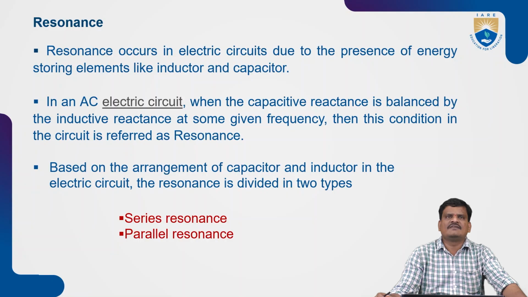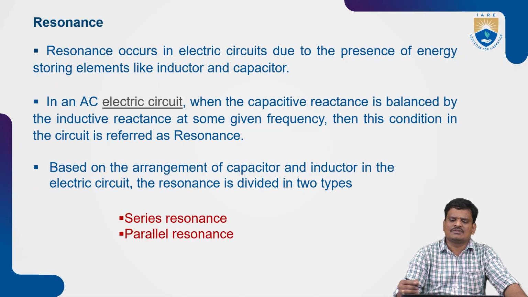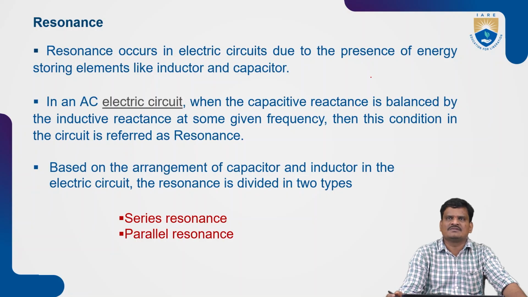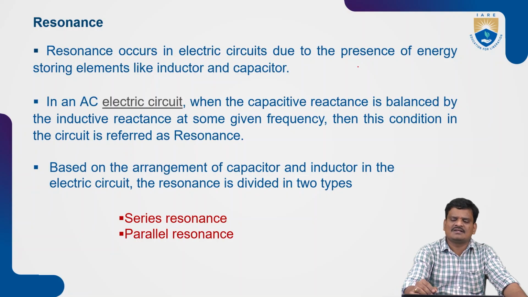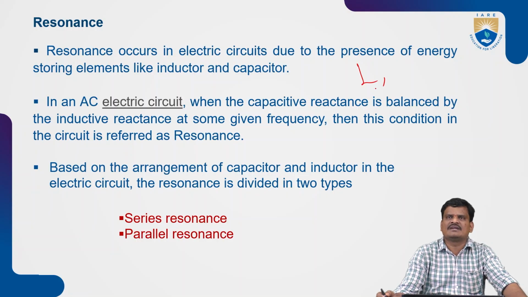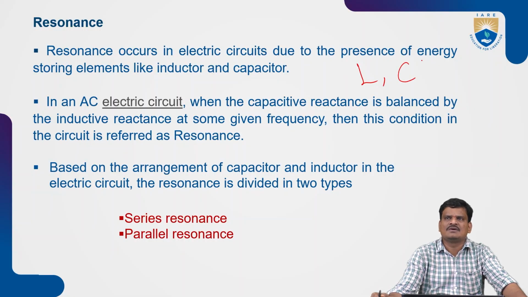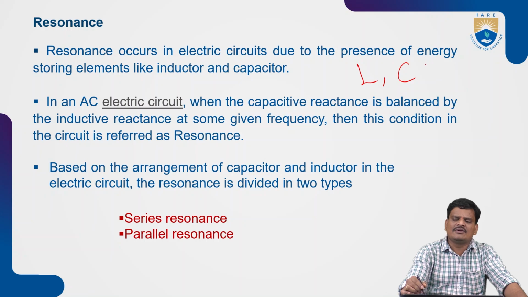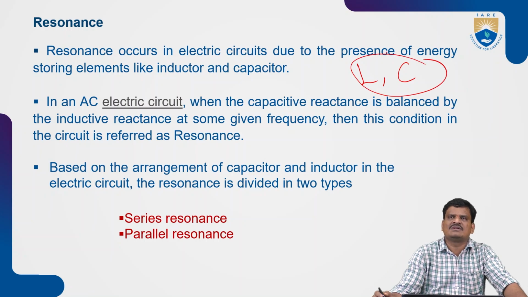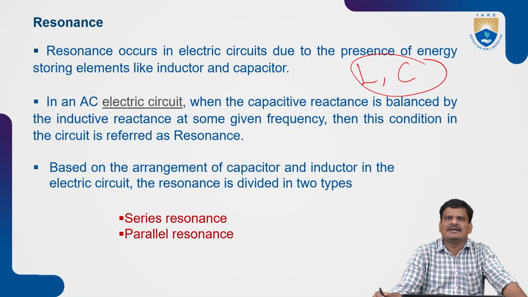First, we will come across the definition of resonance. Resonance in a circuit mainly occurs due to the presence of energy storage elements. There are two energy storage elements: one is an inductor, indicated by L, and the other is a capacitor, indicated by C. If I want to say that a particular circuit is going to have resonance, whether they are connected in series or in parallel, I need to have the presence of these energy storage elements, inductor and capacitor, in it.